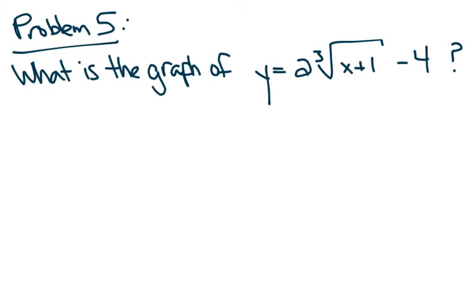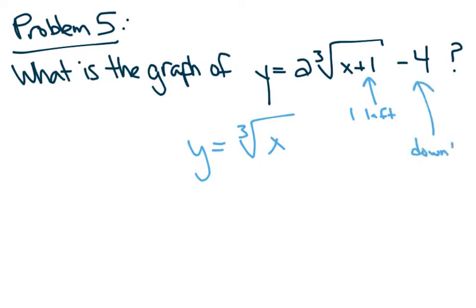In problem 5, we want to look at the graph of y equals 2 times the cube root of x plus 1, minus 4. Now I want to remind you that this is a transformation on the parent graph, y equals the cube root of x. If you don't know what y equals the cube root of x looks like, you can graph it in your calculator. But I want to start with this particular graph shifted 1 to the left, down 4, and stretched vertically by a factor of 2.